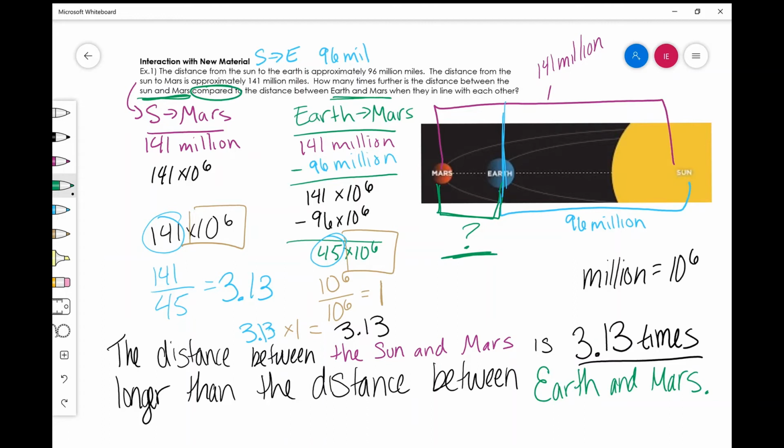So remember that when we're dealing with very large or very small numbers in real-world problems, we can simplify our work by using scientific notation.